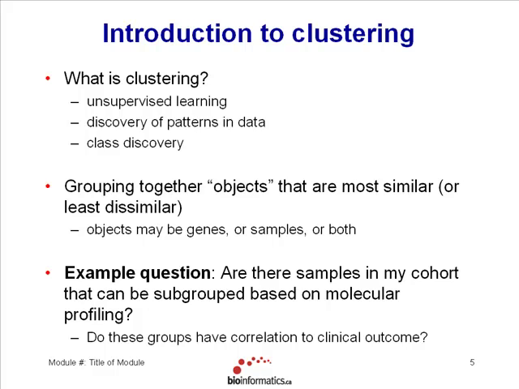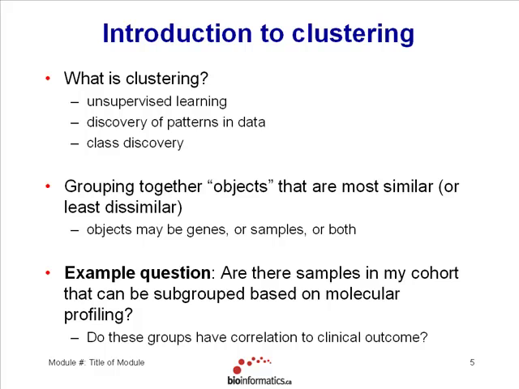So clustering is also called unsupervised learning, and it really involves the discovery of patterns in data. So this is when you have a data set, and you don't know ahead of time what structure there might be in this data set. And so we often cluster data in order to do what we call class discovery. So there may be, for example, you take your whole gene expression data set and you cluster it, and lo and behold, some patients exhibit a certain profile and other patients exhibit a different profile. And so we can consider this as grouping together objects that are most similar, or conversely, you can think of it as being least dissimilar. And these objects in the data can be genes, or patients, or samples, or both.